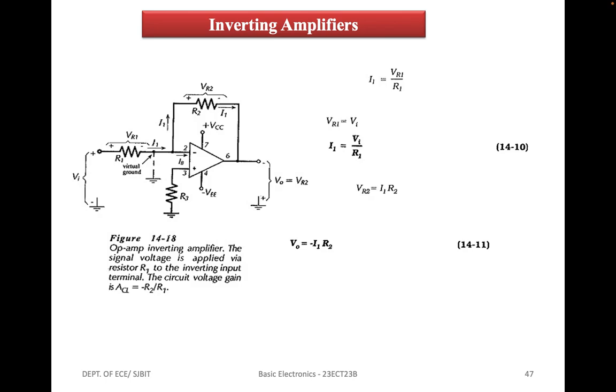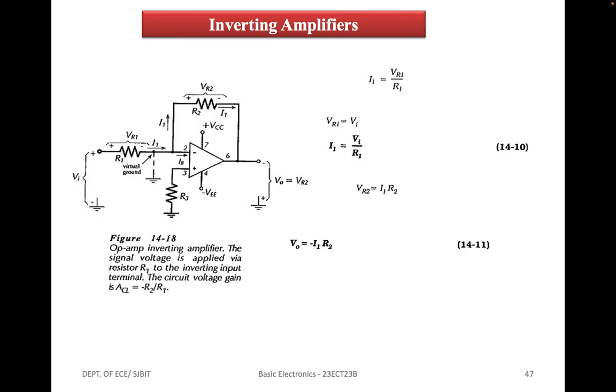Next we have inverting amplifiers. The first one is the direct coupled inverting amplifier. This circuit is termed an inverting amplifier because with V1 applied via R1 to the inverting input terminal, the output goes negative when the input goes positive and vice versa.